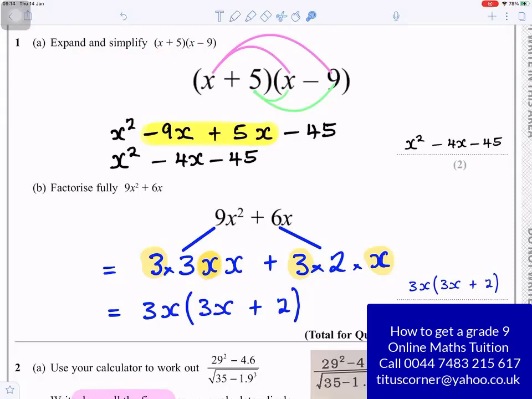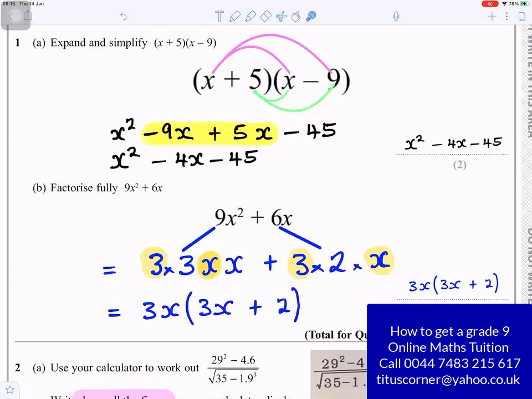So I would use the method of FOIL. First, outer, inner, and last. So the first is x times x, which gives you x squared. Outer, x times 9 gives you minus 9x. Inner, 5 times x, it gives you 5x. And last, 5 times minus 9, it gives you minus 45.